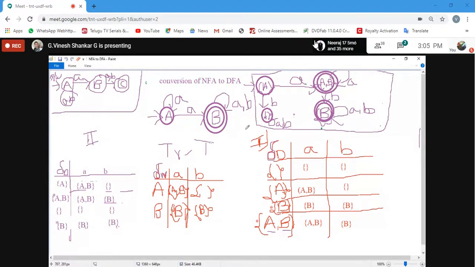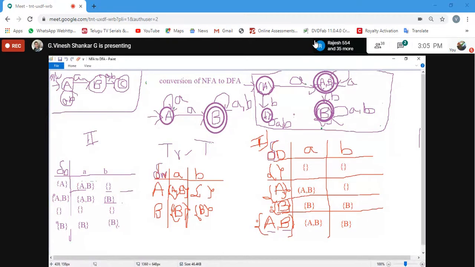The first method is here. What do you have to do first? By seeing this NFA, you have to draw the transition table. That is delta N. Here, input symbols are A, B. A to A, where should I go? A to A, I'm going to A as well as B. That's why I'm writing A, comma B.